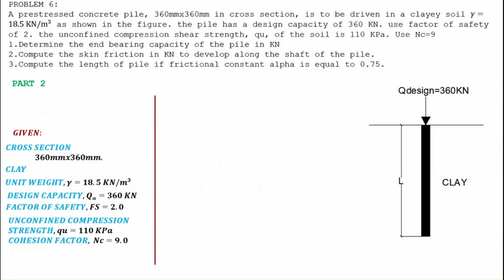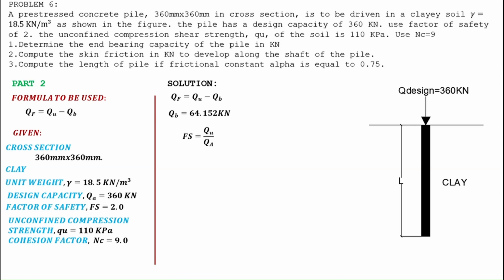For our solution to the second part of the problem, we will recall the formula for skin friction. That is, skin friction is equal to ultimate capacity minus the end-bearing capacity. There are also other formula for skin friction, but it does include length, which we still do not have. QF is equal to QU minus QB. From the first part, we got QB is equal to 64.152 kilonewton.